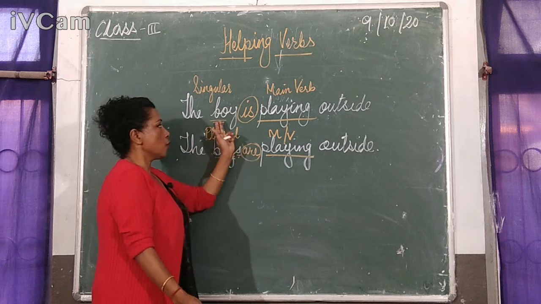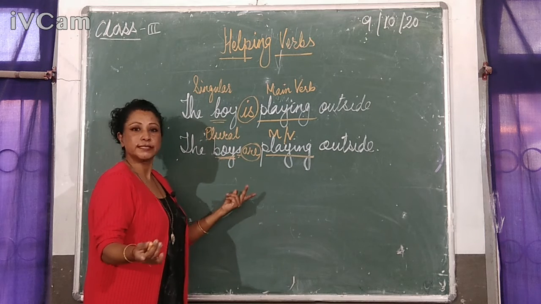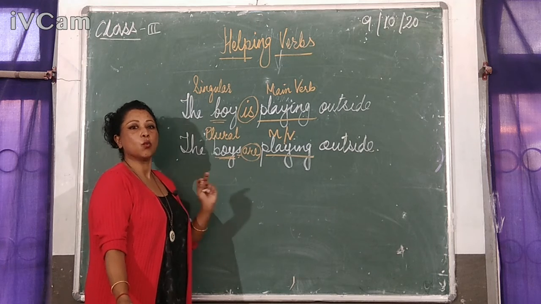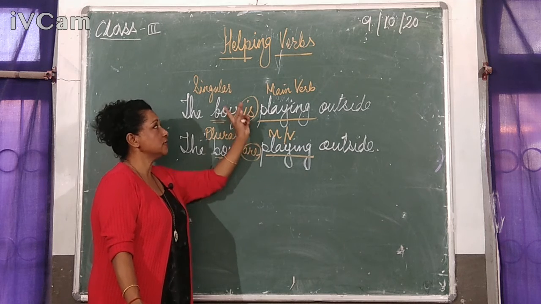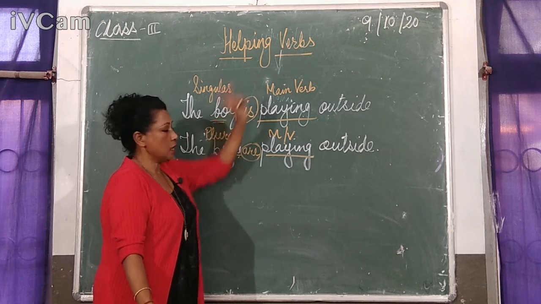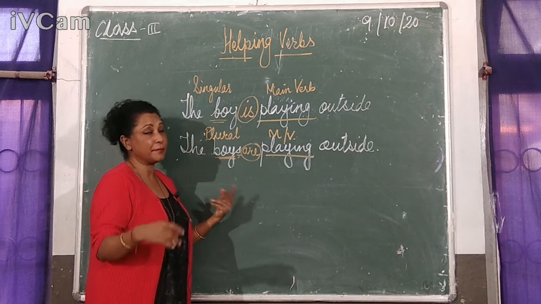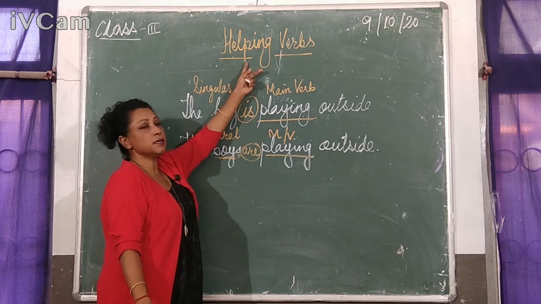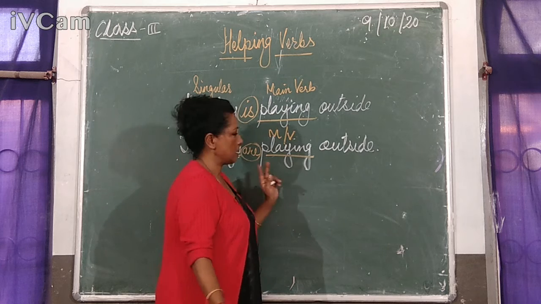So when you talk about one person or one noun, you know what's a noun? One person, one place, one animal, or one thing, then you use "is" as the helping verb. When you talk about many persons, many places, many animals, and many things, then you use "are" as the helping verb to make the sentence complete. Did you understand, children? Alright.